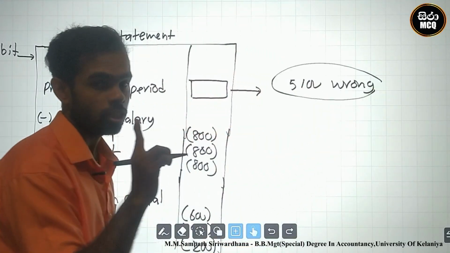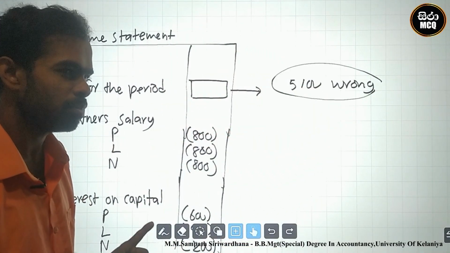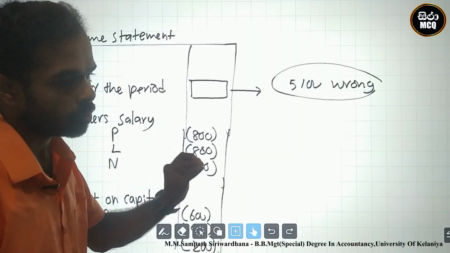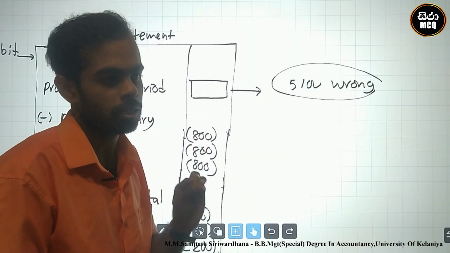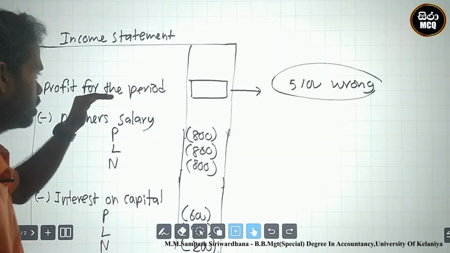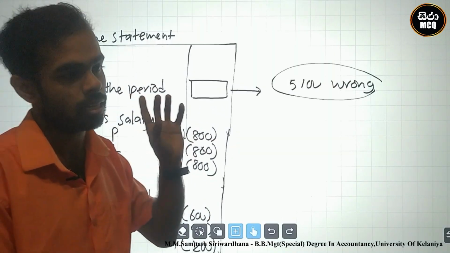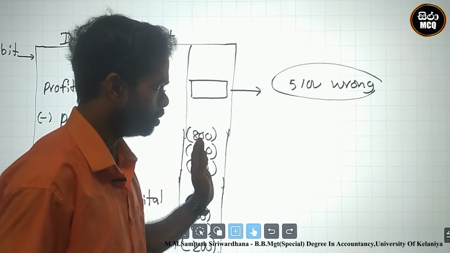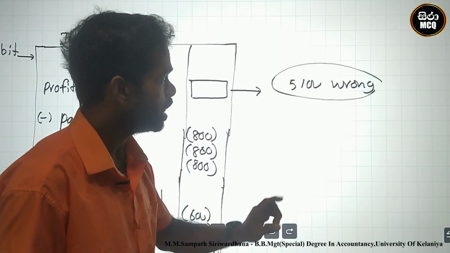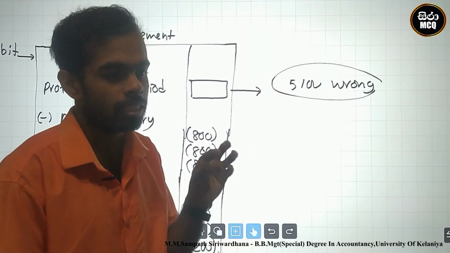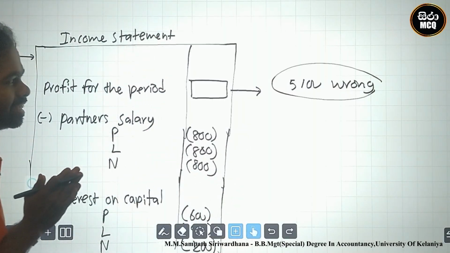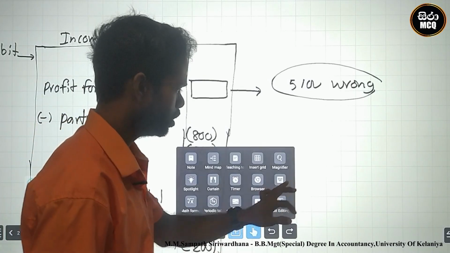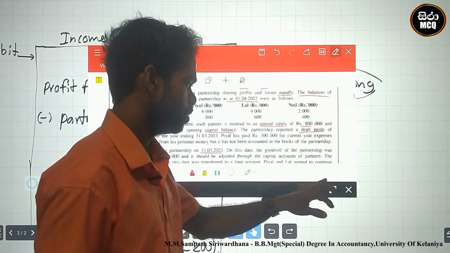Why? They said draft profit. There is another information below this statement. Draft profit means they already calculated profit for the period, but draft means there is some error in this draft profit. Therefore, we must separately identify this one. After the profit is corrected, we must include this profit for the period. Okay, let's see the question.